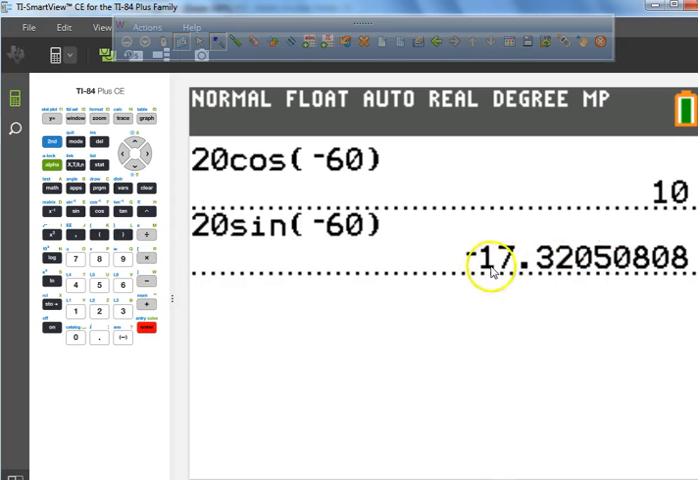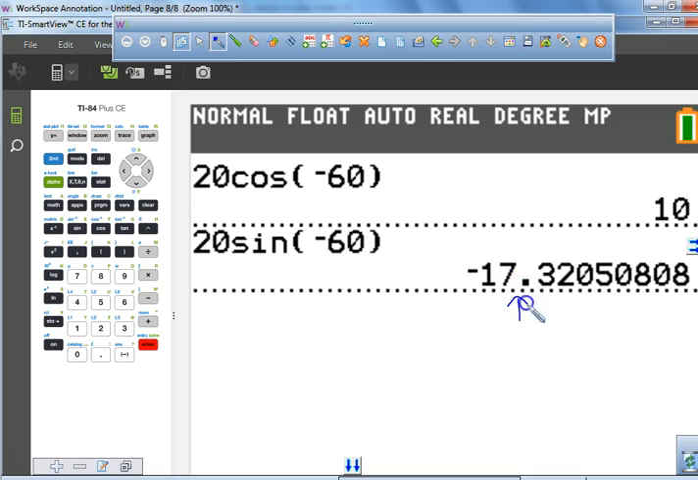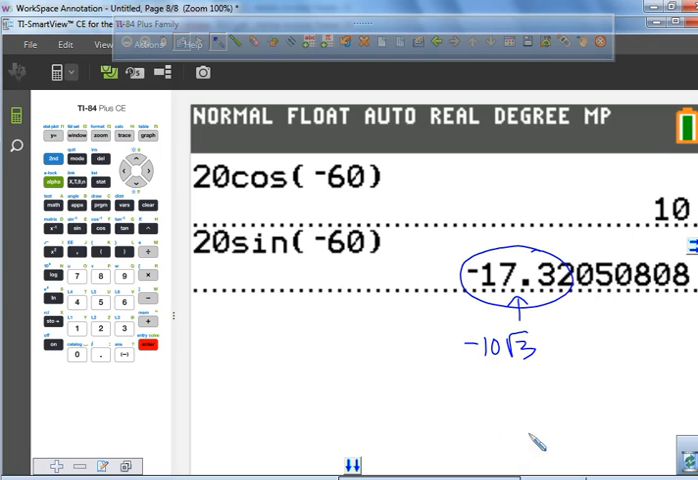So what do you think this is approximately equal to? This approximate value right here. Yeah, that's our negative what? 10 radical 3. I put 20 cosine negative 60, got like negative 19. That's because you didn't change it to degree mode. It should be in degree mode, not radian mode. Oh, okay. That's good, because if you're in degrees, work with degrees. If you're in radians, work with radians.